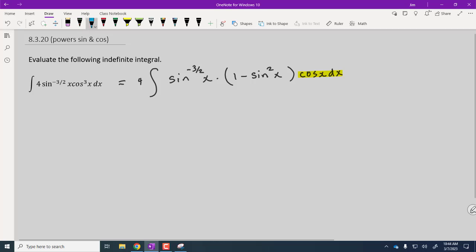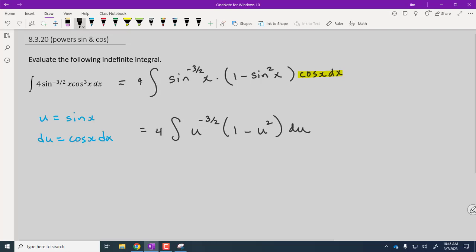Okay, so now we're ready for our u sub. So u sub, we're going to let u be sine of x. Derivative of sine is cosine. And so all of these ones with sines and cosines, they unravel really fast if you have an odd power on that cosine. So then this will be 4 integral u to the negative 3 halves times 1 minus u squared du.